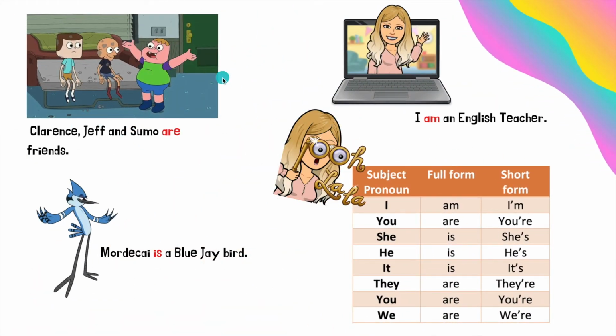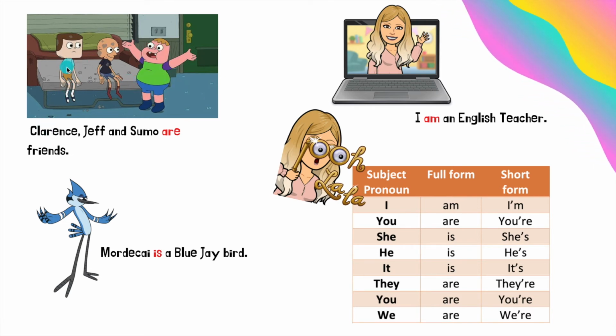Now, here we have other pictures. For example, here I am, one more time. I am an English teacher, of course, because I am teaching you English. And here I am using the verb to be, am. Probably you know this cartoon a lot. It's called Clarence, okay? And here I have Clarence.